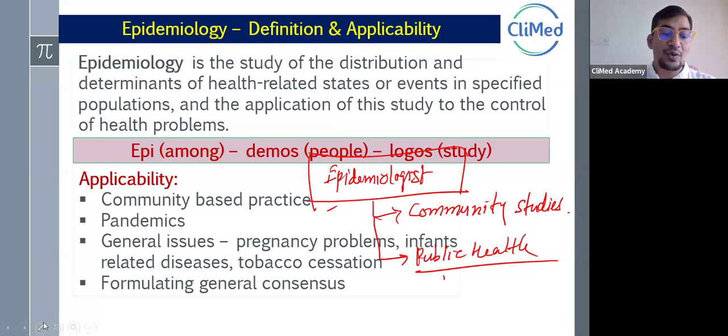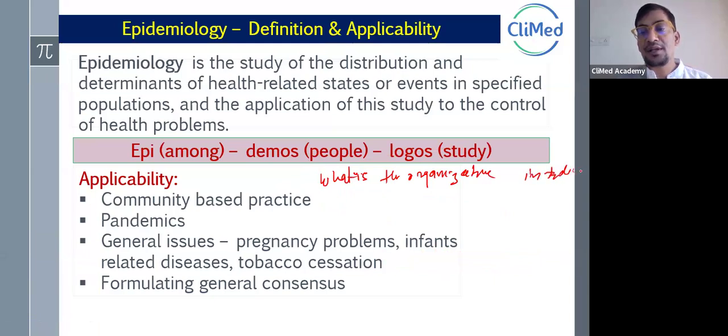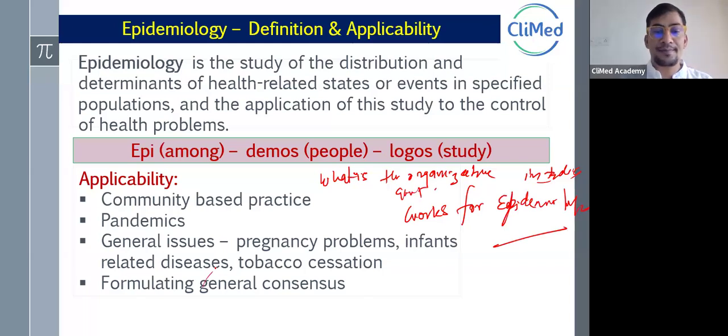Now, guys, one more question out of the box for all of you. The question here is, what is the organization in India that works for epidemiological studies? I mean, on the government level, what is the government organization? Yes, guys. ICMR, WHO, ICMR. Wow. People know the answer here.